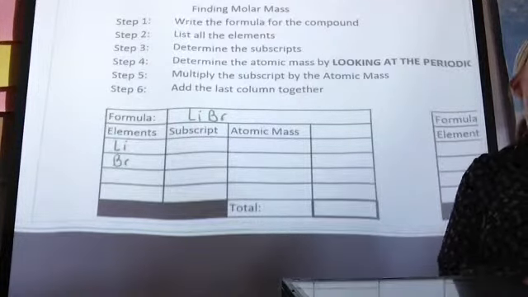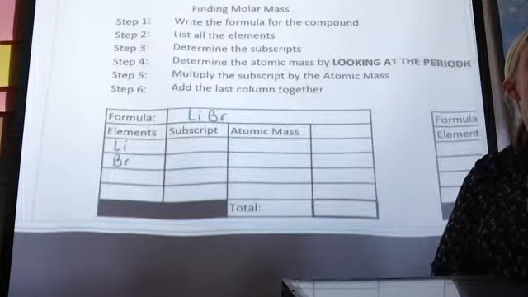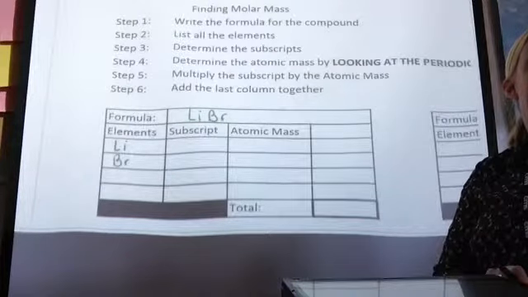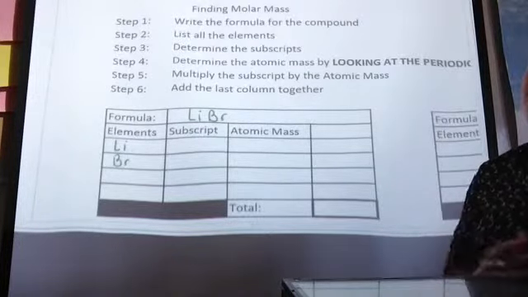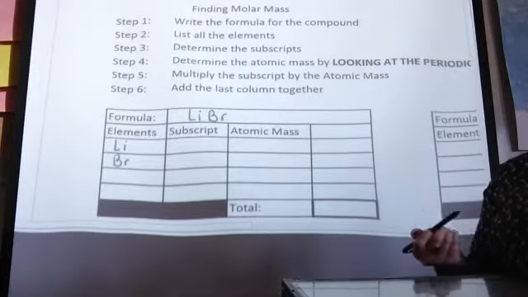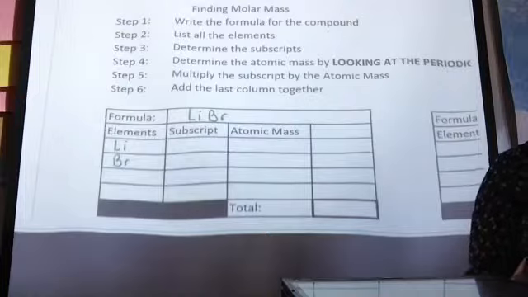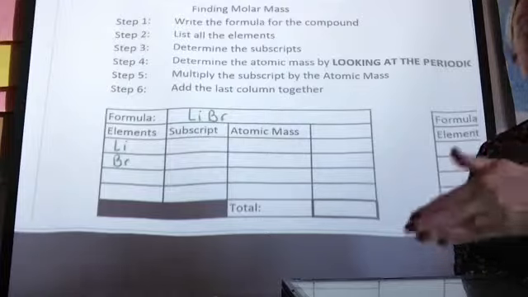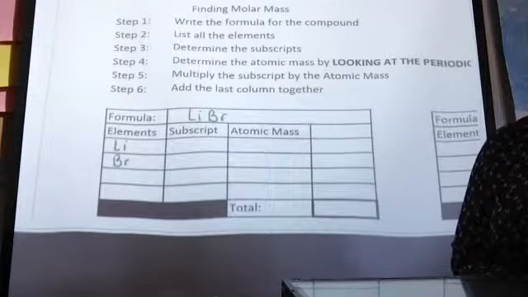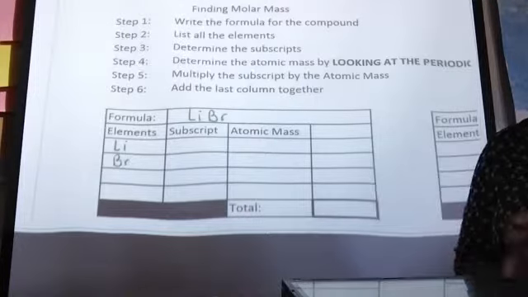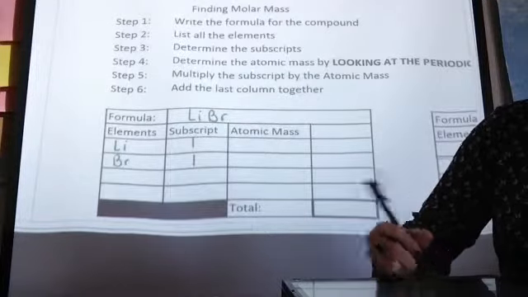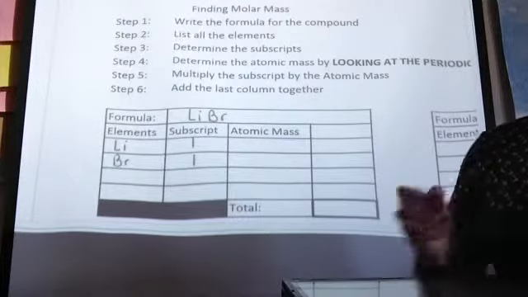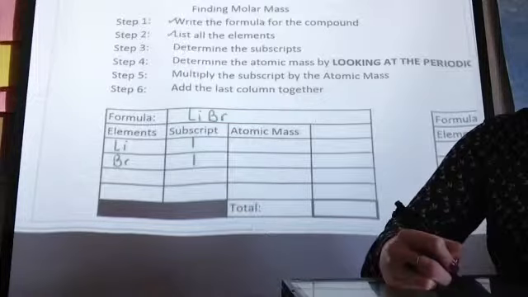Next, the subscript. The subscript is the number that comes after the element letters. Just like in math, if you have 3x and there is no exponent on the x, it's understood that the exponent is 1. So if there is no subscript, like in LiBr, you assume that the subscript is 1. So Li is 1, Br is 1. That's step 3. I've written the formula, I've listed the elements, I've determined the subscript.